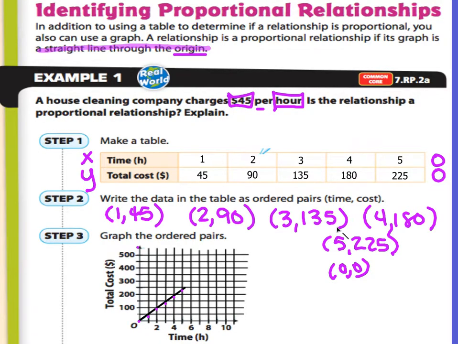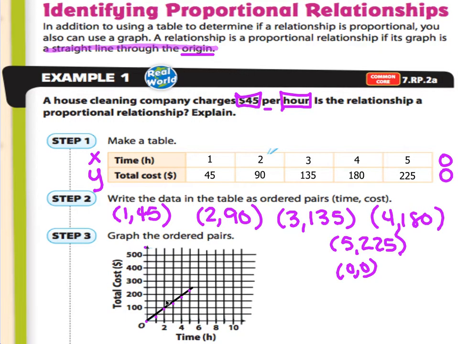And now, like I said before, it's not my most perfectly straight line because the graph is a little bit difficult. However, does it make a straight line? Yes. Okay, so it's straight and it goes through the origin. So does this graph represent a proportional relationship? Yes. All right.